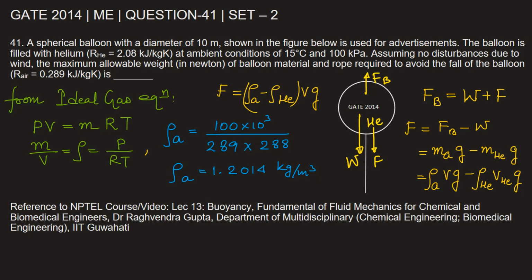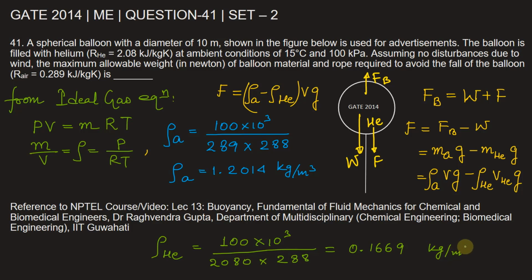Now similarly we can find the density of helium. Density of helium will be equal to the pressure, 100 kilopascal, divided by the gas constant of helium, that is 2080 joule per kilogram Kelvin, multiplied by the temperature 288. So the density of helium is 0.1669 kilogram per meter cube.